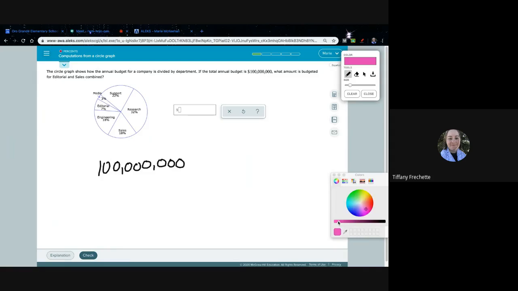So now I need to know those two pieces. So we have editorial. I'm gonna do this over here. We have 7% plus we have sales. And I want to make sure, yeah, editorial and sales. So this was another 18%. So we want to add these two together. So together we get 25%. We just need to make sure we add those two together because they're asking us to do two. And then we're going to multiply this 25% by the 100 million. And that's going to give us how much we're allowed to spend on editorial and sales combined.